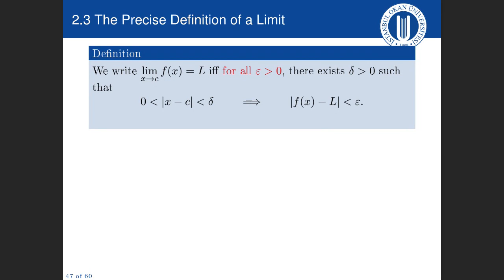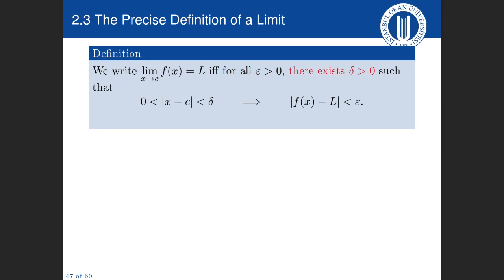The first part is for all epsilon. This thing needs to be true for any epsilon. It doesn't matter if epsilon is 1 over 10 or 1 over 100 or 1 over 1,000 or 1 over a million or 1 divided by a billion. It doesn't matter how small epsilon is, the rest of this statement must always be true.